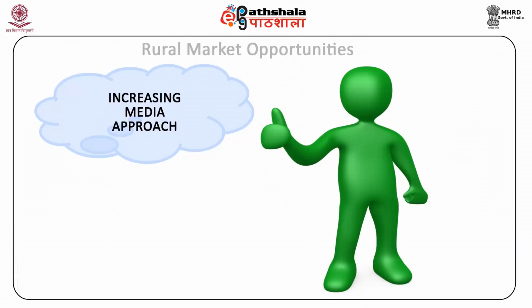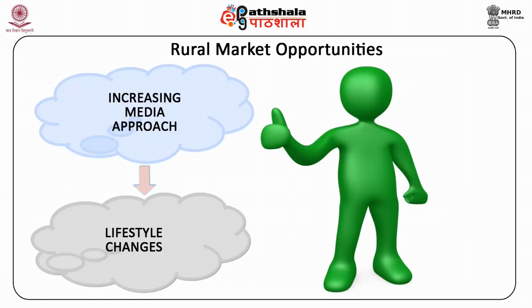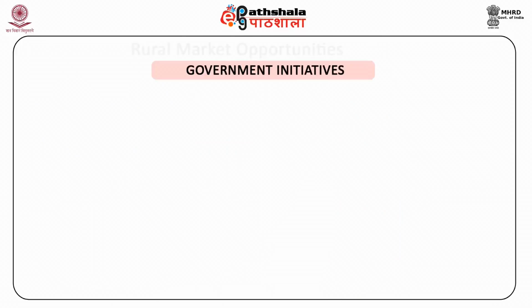Seventh reason is increasing media approach. The penetration of mass media has increased in rural areas. This has led to increased level of awareness among the rural consumers. Commonly, the promotional message is communicated to the rural consumers through TV, radio, hoardings, local newspapers, etc. Eighth reason is lifestyle changes. With the increasing awareness and knowledge among the rural consumers, the way rural consumers live their life is undergoing a change. Rural consumers are adopting the brands that help them to do their work conveniently and also provide avenues for entertainment. Ninth reason is government initiatives.